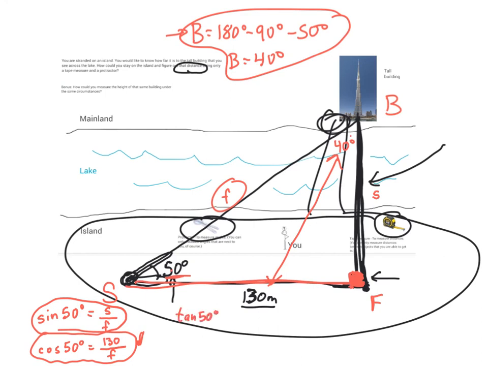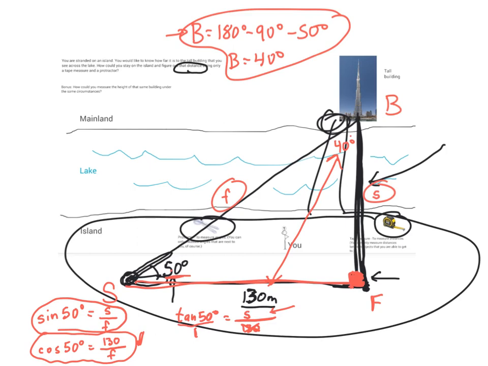Tan of 50 degrees. And that one's going to be opposite, which is little s. That's exciting. That's the side length we're looking for. Over, what's opposite over adjacent, which is 130 meters. Alright, I like to put this over 1 because it makes it look more like our sine law a little bit. And so now these ratios, we have the variable on top, which is s.